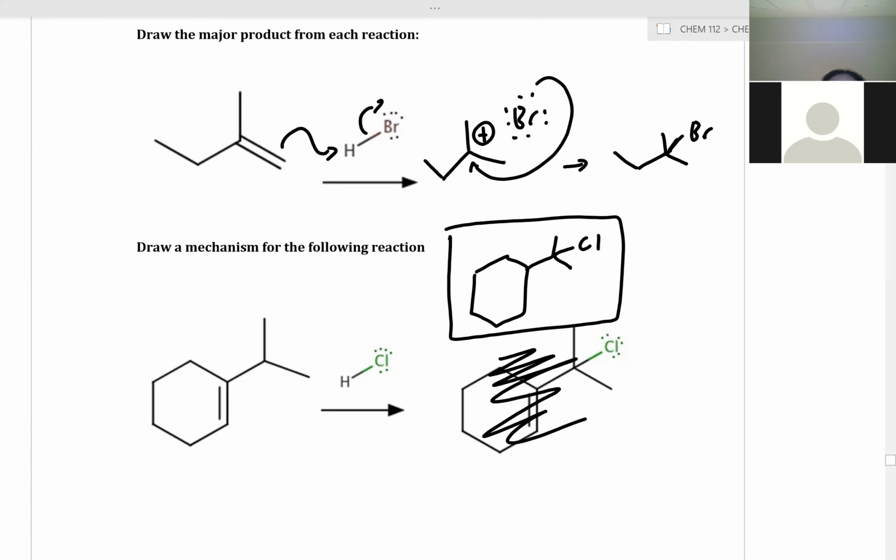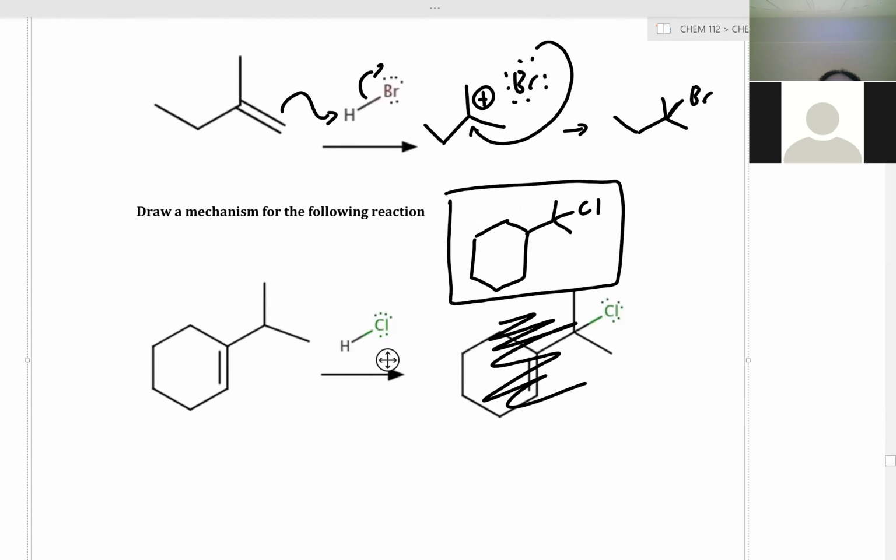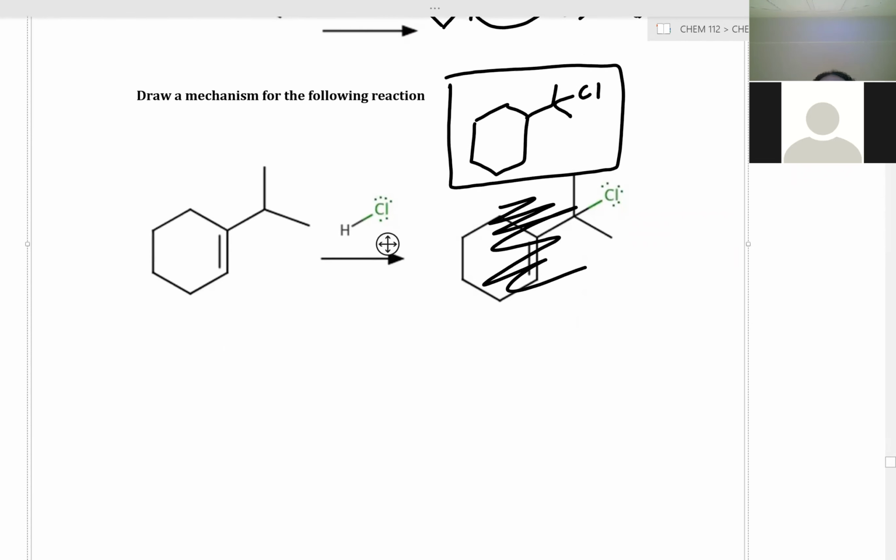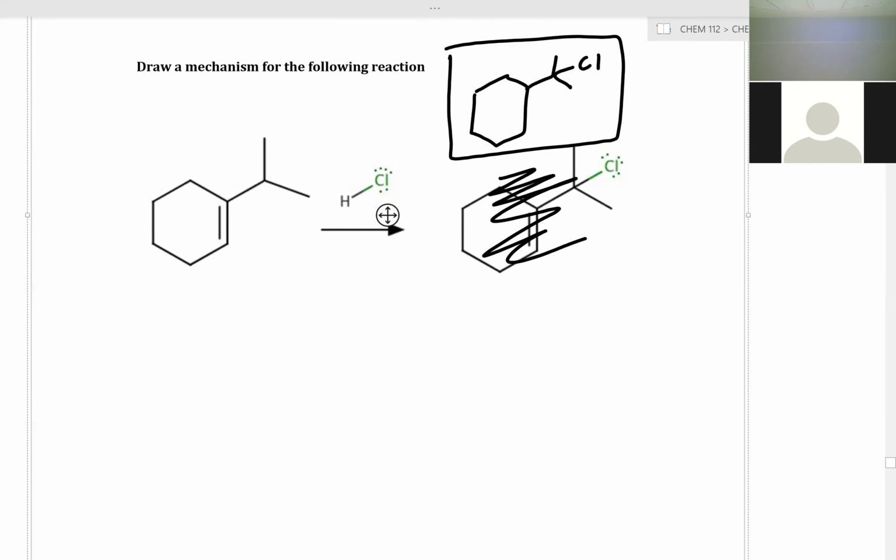Perfect. Would someone like to propose now a mechanism for the following reaction using the annotate tool? Take a few moments. I apologize for the typo. The reason why I changed this example is this product is a little bit tricky right now. We haven't yet covered the elimination type reactions yet. So we'll stick with this first example.